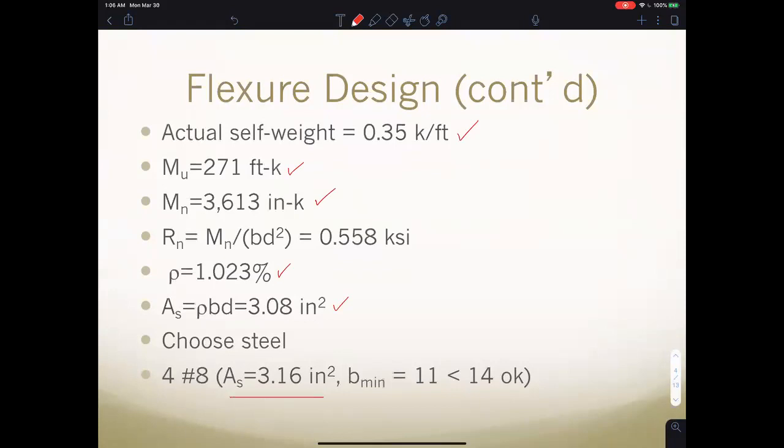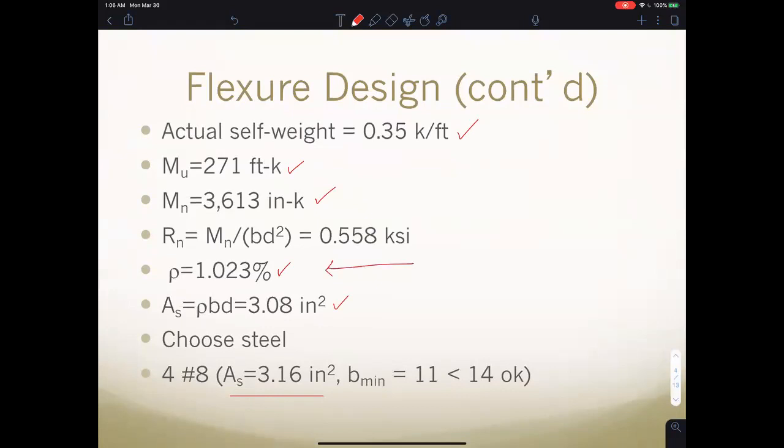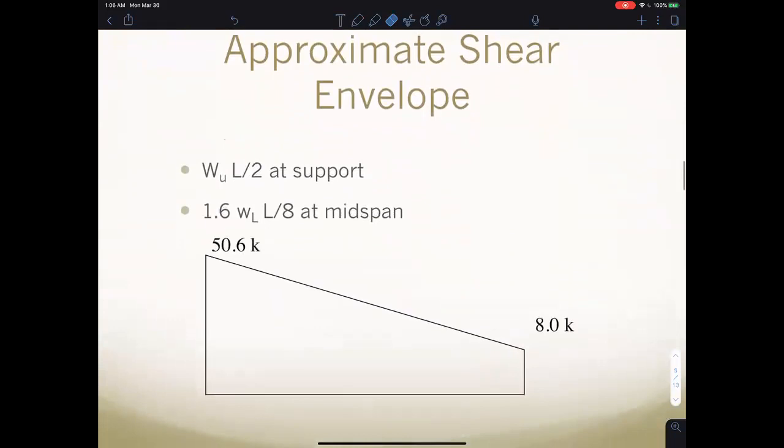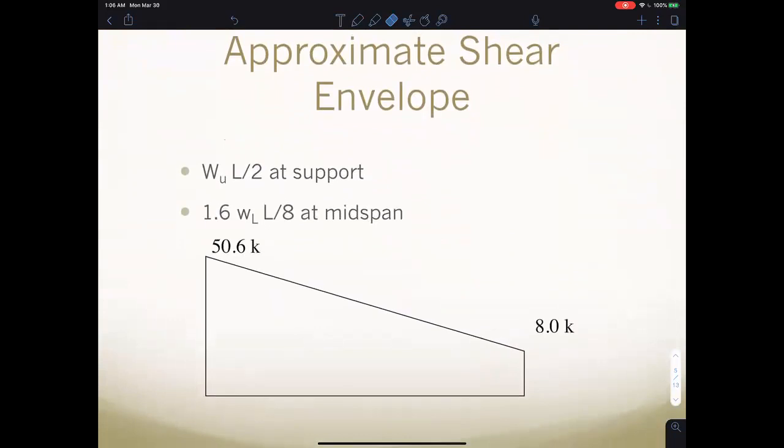And it fits. A key thing to note here is that our row, we should go back and calculate the actual row, is going to be about 1.03%, 1.02%, definitely less than the 1.65% I mentioned earlier. So VC is going to be 2 square root F prime C B times D. Then we're going to approximate the shear envelope as I explained in the previous lecture.